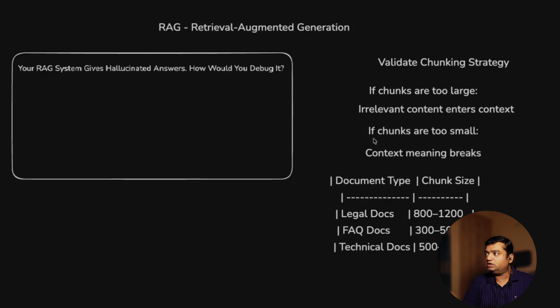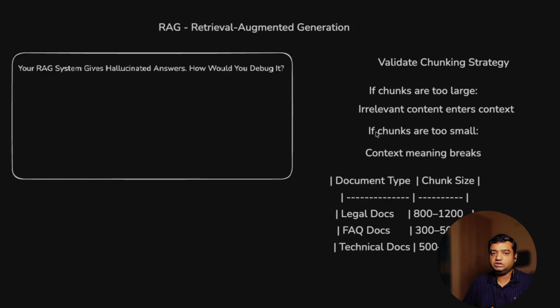So now we'll move to the next level of debugging. Now we have to validate the chunking strategies. Once you know whether the information out of that vector database is correct or not, then we have to look into how the chunking strategy was set when you entered the data into a vector database. If the chunks are very large, then irrelevant content can come into your context. Context is the answer you get from a vector database. So if your chunk size is large, then obviously multiple irrelevant pieces of content will come out of it.